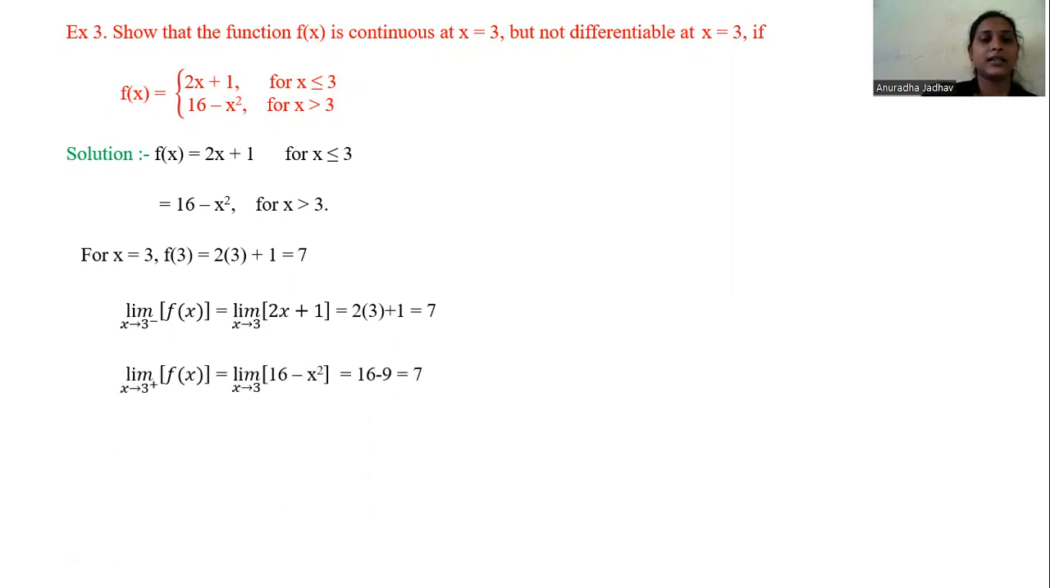Then find the right hand side limit. Limit as x tends to 3 plus f of x is equal to limit as x tends to 3. Use the second function, that is, x takes values greater than 3, and it is given that the function is 16 minus x square. Here use the function 16 minus x square. Apply the limit as x tends to 3. 16 minus 9 is equal to 7.